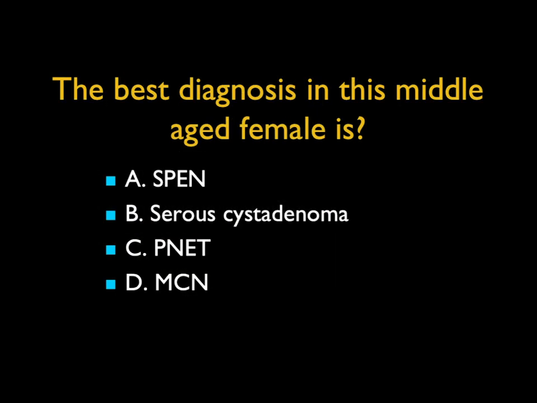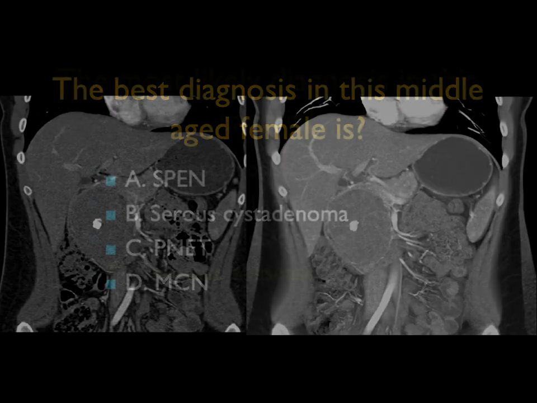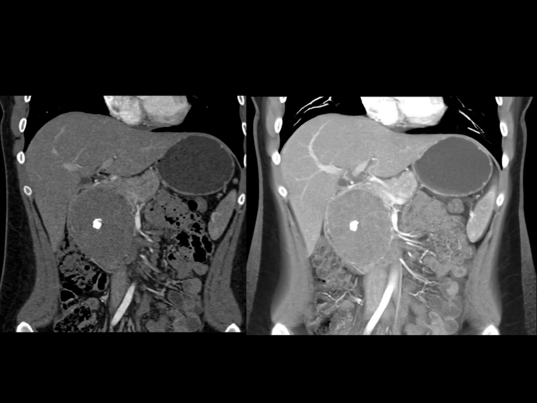The best diagnosis in this middle-aged female is, well, what do I see? I see a large kind of cystic pancreatic mass with dense central calcification. There's no common duct dilatation to speak of. If this was a young patient, it could be a SPEN. Neuroendocrine tumors commonly calcify, but the calcifications are often more dystrophic. It usually enhances more and is not so smooth, but it can be.